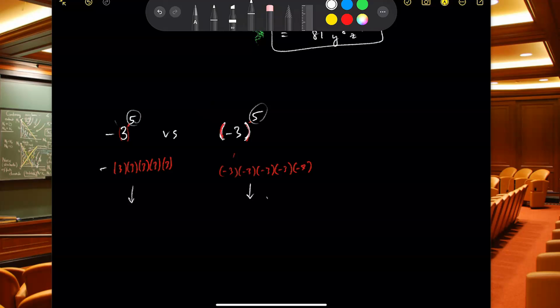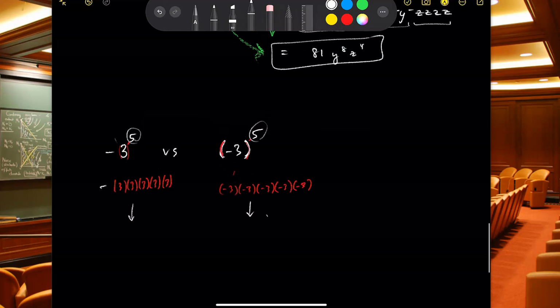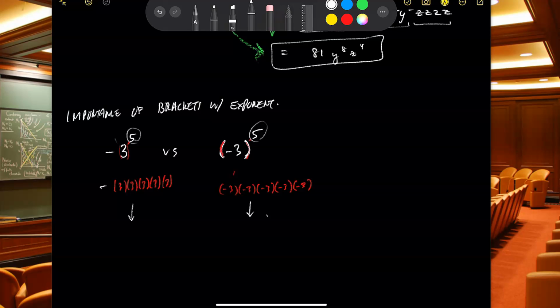Okay. So just to be aware of the importance of brackets with exponents. It changes the meaning when the exponent is outside of a bracket and when it's not. Okay, so you got to ask yourself, who's coming to this party of the 5th power?